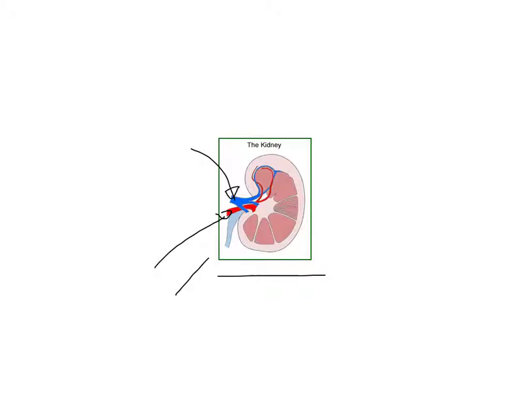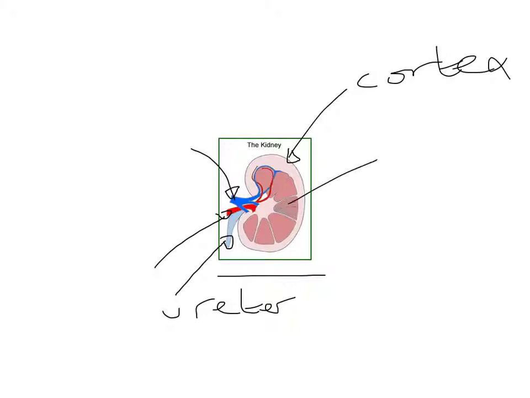We've also got another tube leaving the kidney, which is called the ureter, which is taking the filtered waste products from the blood away from the kidney to the bladder. Now the outside part of the kidney is called the cortex, and the inner part is known as the medulla.